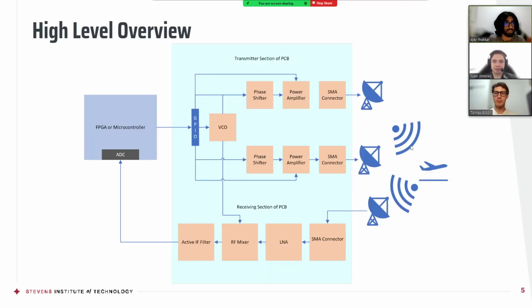And this is a visual representation of our plan, again with a microcontroller for controls and a PCB for the radar capabilities.